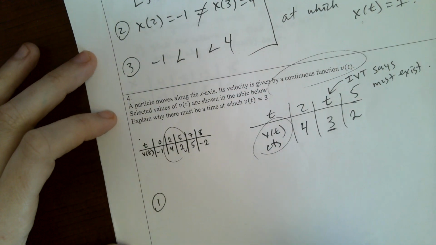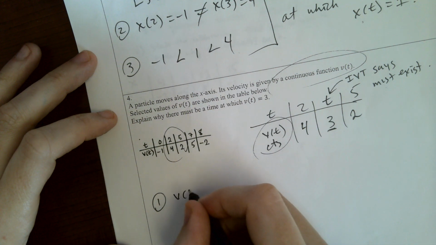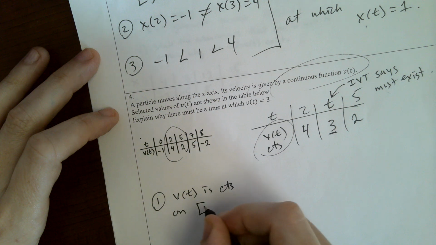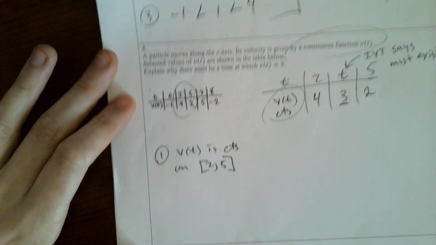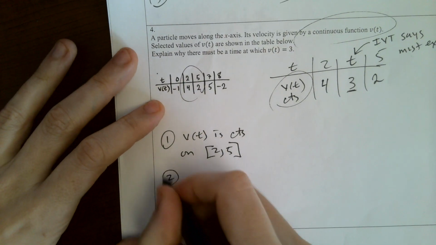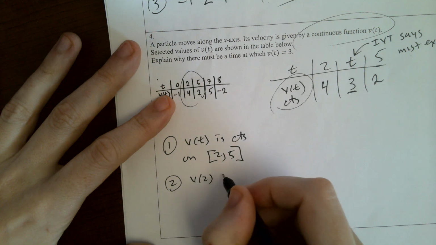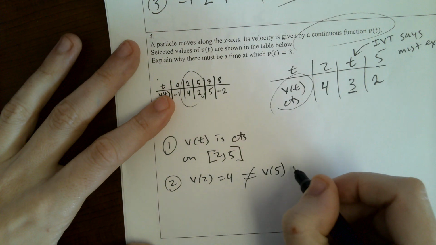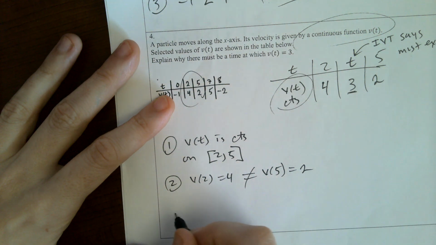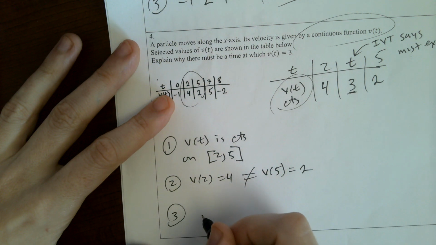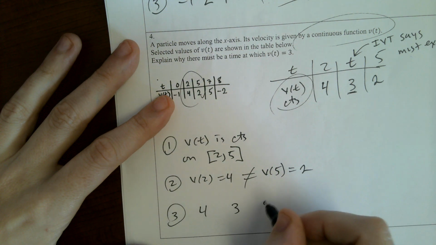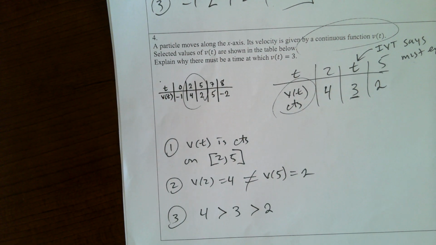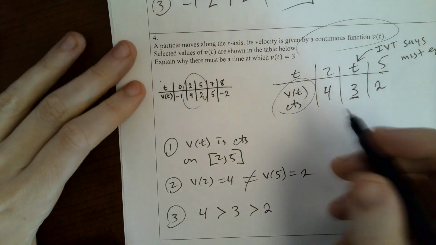Okay, number 1. So I've got to say that V of t is continuous on 2 to 5, first condition. Second condition, V of 2 is equal to 4, not equal to V of 5, which is 2. And then the third condition, we've got 4, 3, and 2, but the inequality signs have to be going that way this time because the alligator eats the bigger number.